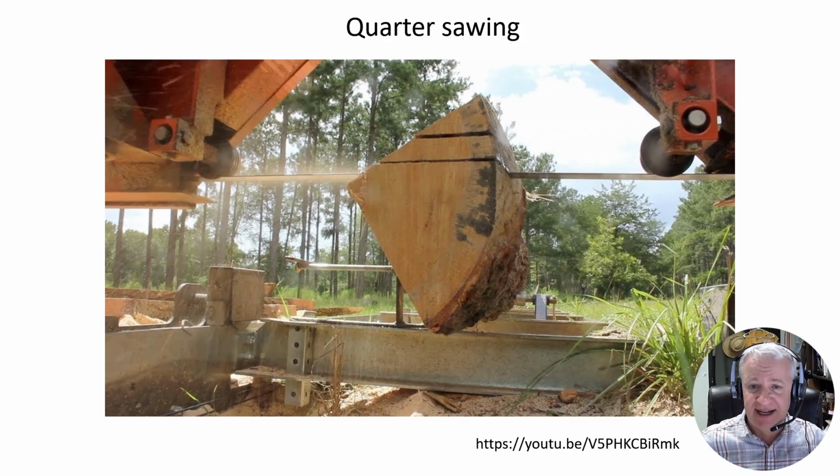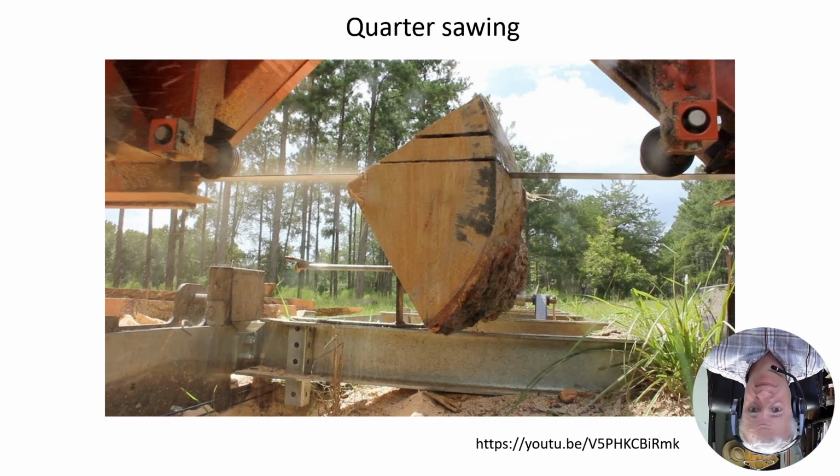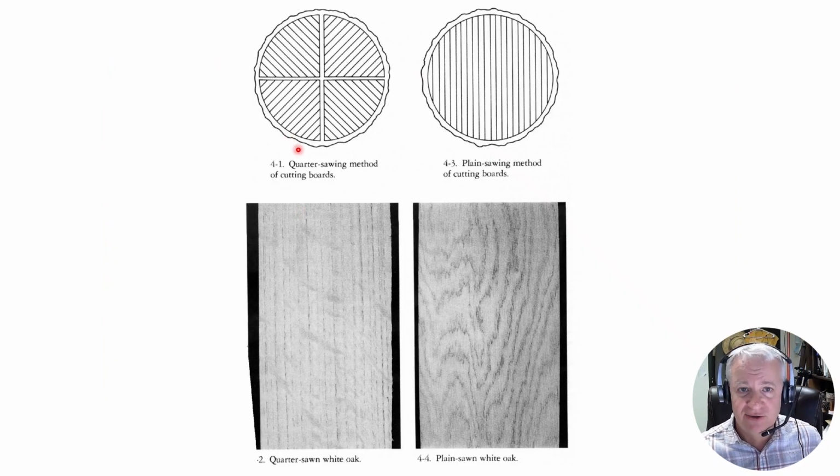The reason this is done is that for some woods, especially oaks, a quarter sawing or a radial plane will produce special grain features. So this diagram shows, in this case, an oak log and how the cuts might happen with a quarter sawing setup. So this is white oak that's been quarter sawn, and this is white oak that's been plane sawn. And you can see the grain pattern is different in that plane sawing versus the quarter sawing setup.